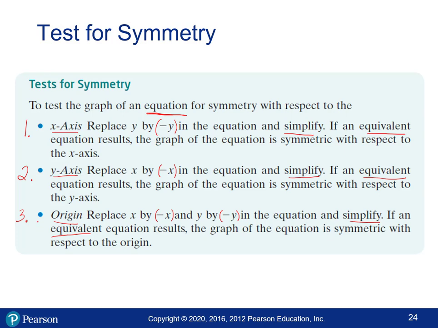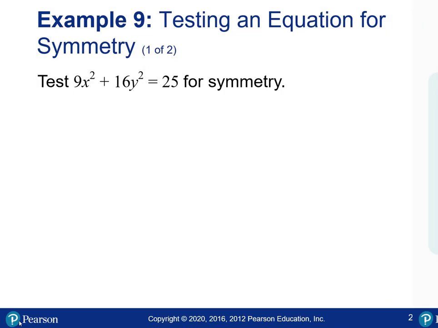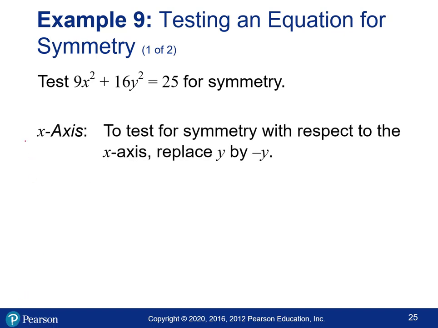Okay, so before we do an example, just so you know, some equations have no symmetry when you graph them. Some have multiple symmetries when you graph them. So we want to check all three. So test this equation for symmetry: 9x squared plus 16y squared equals 25. So we're going to do these one at a time.